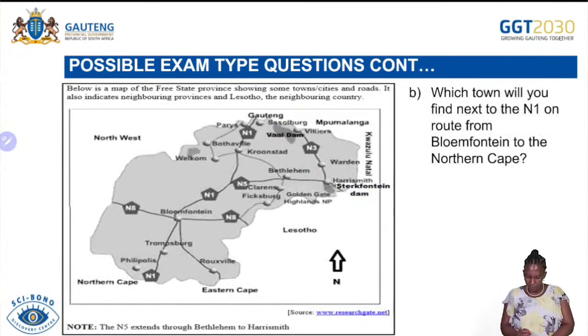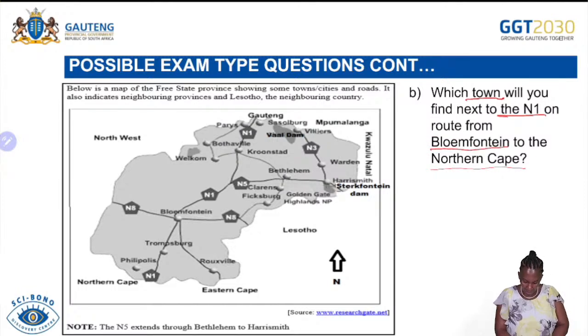Let's continue. Which town will you find next to the N1 on the route from Bloemfontein to Cape Town? So we want to find the town next to where? Next to the N1 on the route from where? From Bloemfontein to the Northern Cape. So now we go to the N1. Here is the N1, from Gauteng there it is N1. As we can see, there's N1 and then it's from Bloemfontein and then there is Northern Cape. So this is the one that they're talking about, from Bloemfontein to the Northern Cape.